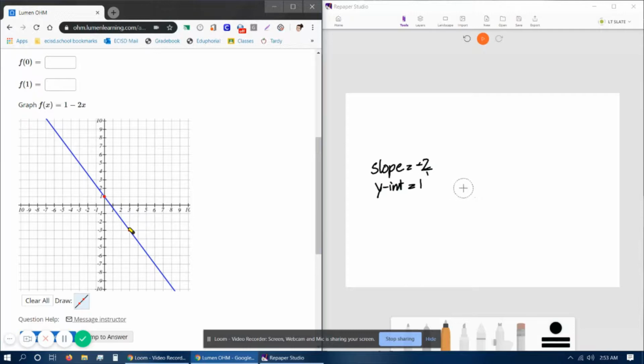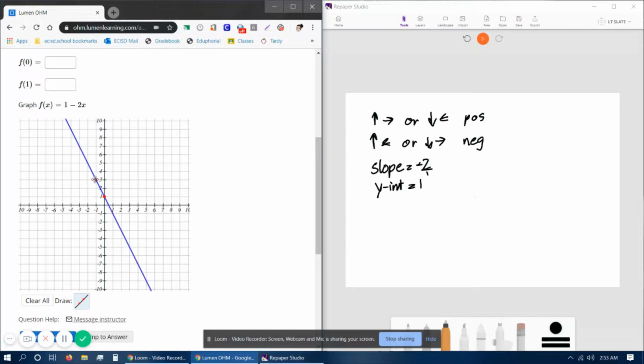I can see that my slope is negative, so this time I'll be moving up and to the left, or down and to the right. If your slope is positive, you'll go up and to the right, or down and to the left. My rise is 2, so I'll go up 2 squares. My run is 1 and my slope is negative, so I'll move left 1 square and place my second dot.